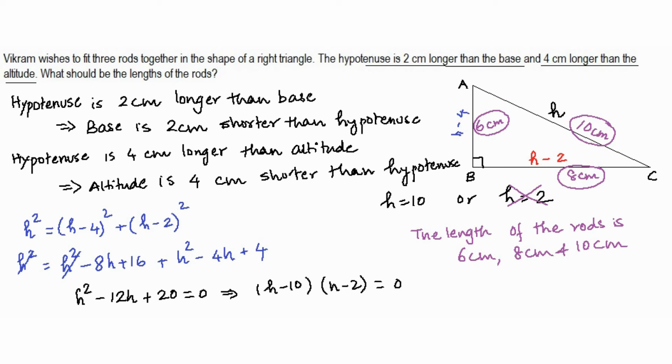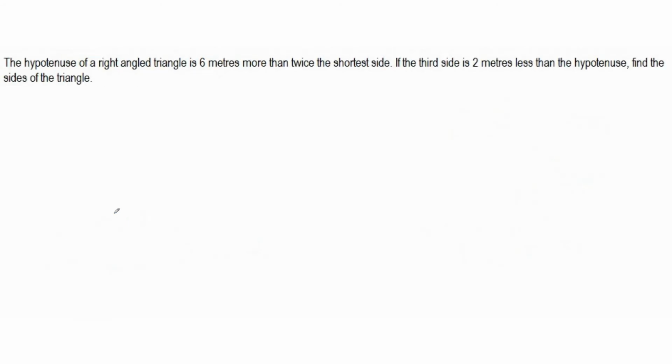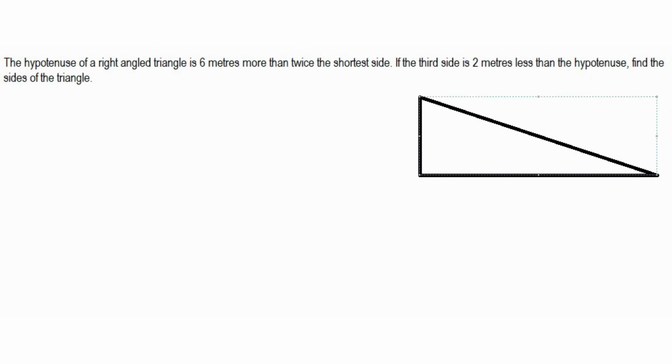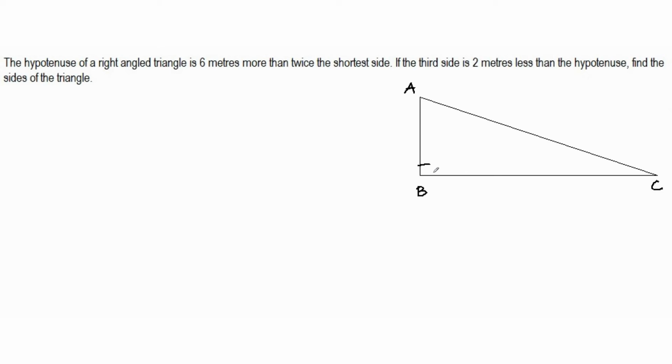Moving on to the next question. Let us consider the following question. The hypotenuse of a right angle triangle is 6 meters more than twice the shortest side. So let us consider the following right angle triangle. So I have ABC, angle B is 90. Now let's see what are the conditions. So the hypotenuse is 6 meters more than twice the shortest side.